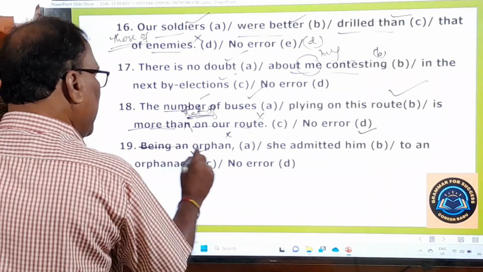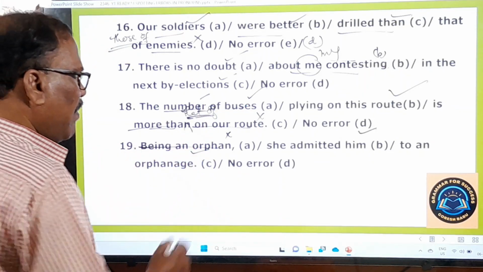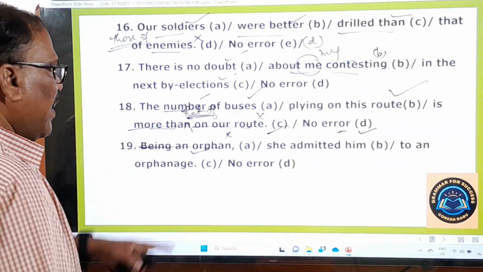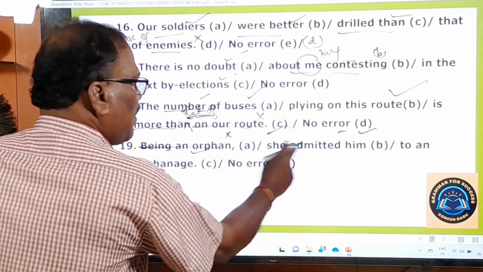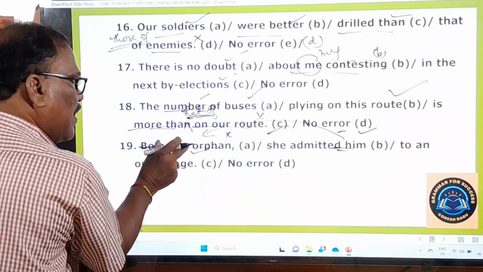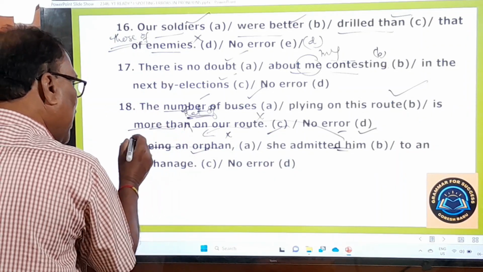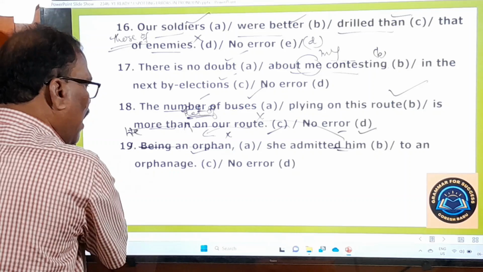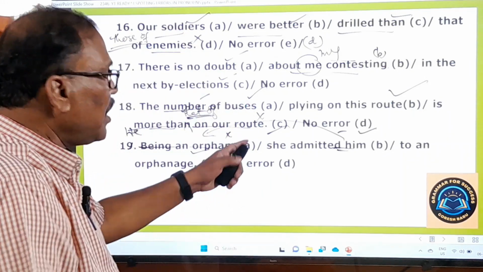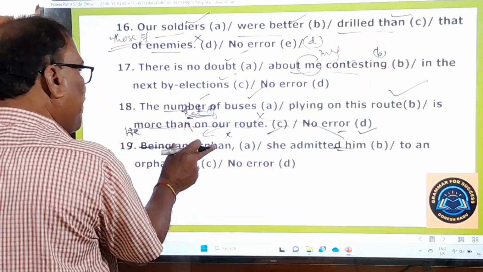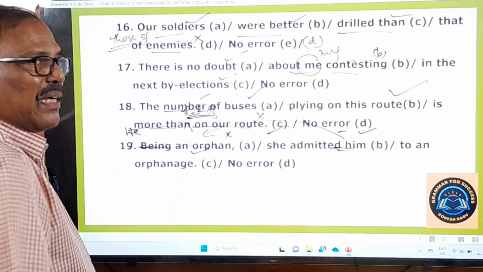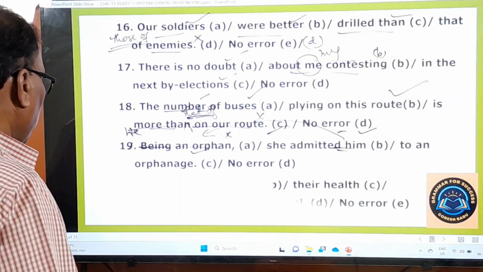Why? Because being an orphan, who is an orphan? Whether she or him, who is that orphan? That is not there. It's not clear. She admitted him to an orphanage means he is an orphan, but here it is not saying that. So to make it clear, we should say, he being an orphan, she admitted him to the orphanage. So the subject is missing here, and that's why this part has a grammatical error. Right, you go to the next one.